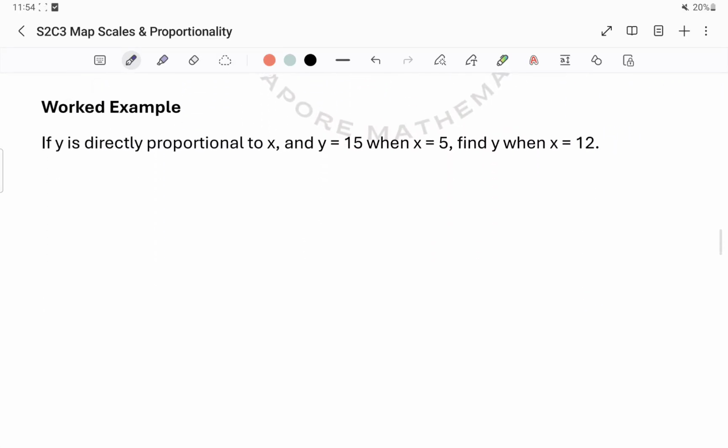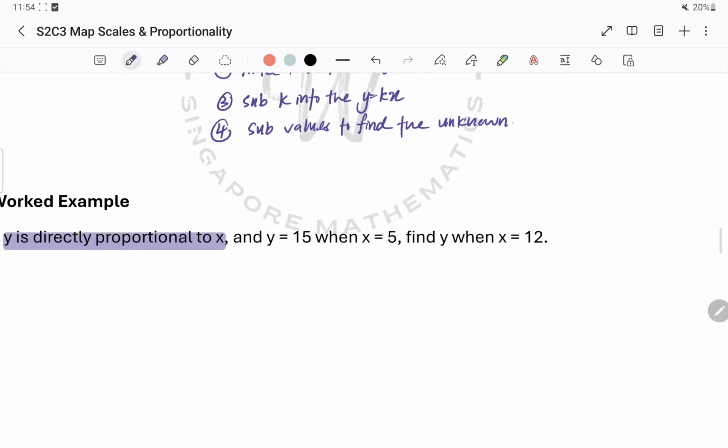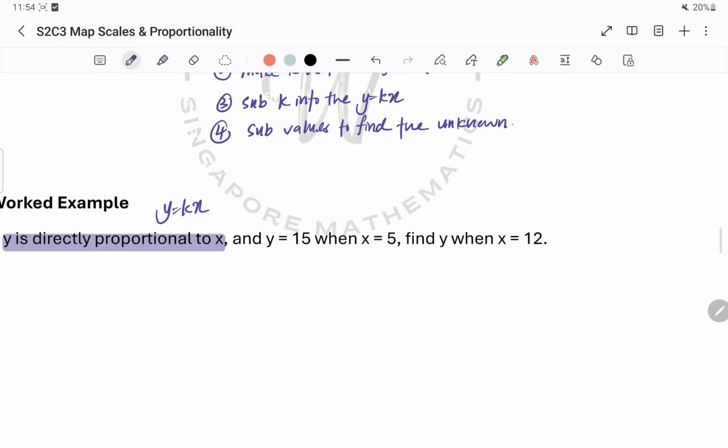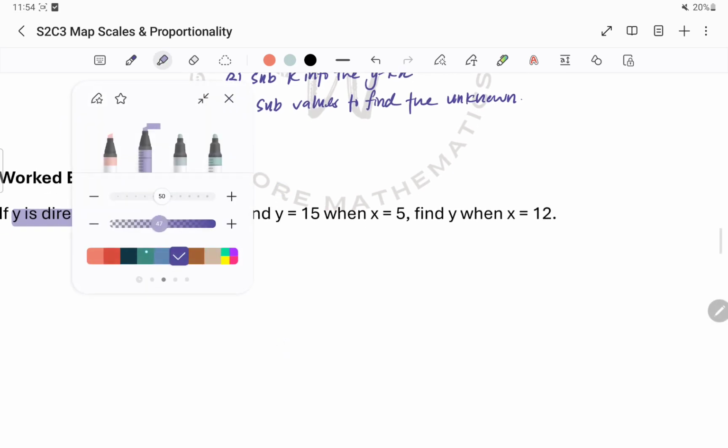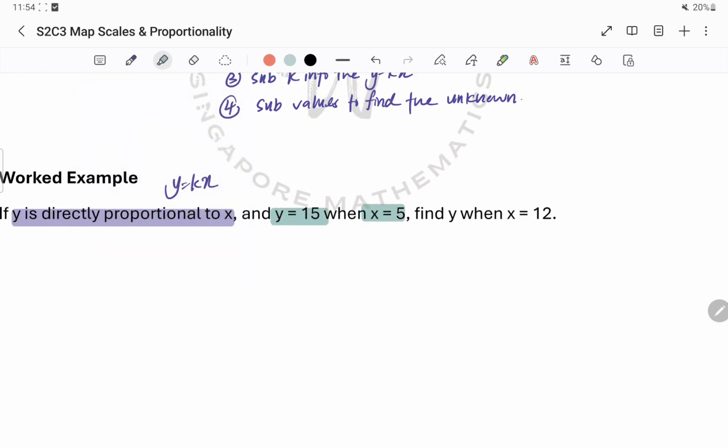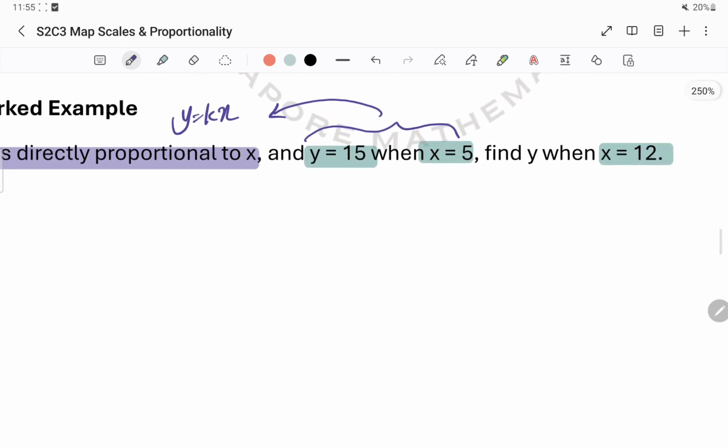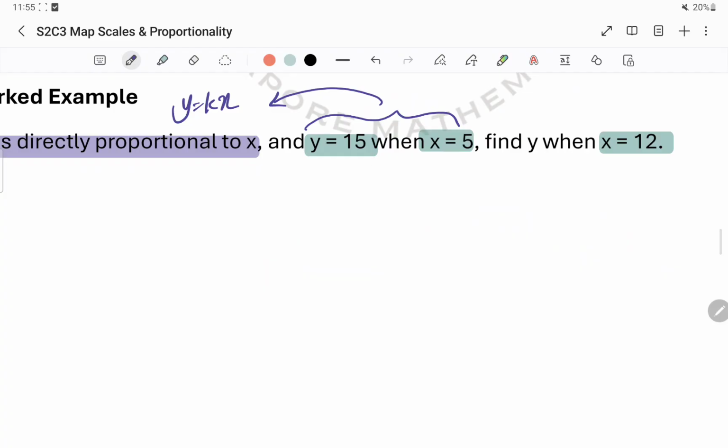Okay, so the worked example here is: if y is directly proportional to x, this means that we are using what formula? y equals to kx. Then y equals to 15, x equals to 5. Find the value of y when x equals to 12. So they give you some values first. If today y equals to 15, x equals to 5, then what would be y if x equals to 12? So here they give you information for you to form your y equals to kx. For the first step, write the equation in y equals to kx. Here they didn't give me an equation, so I'm just going to write y equals to kx.